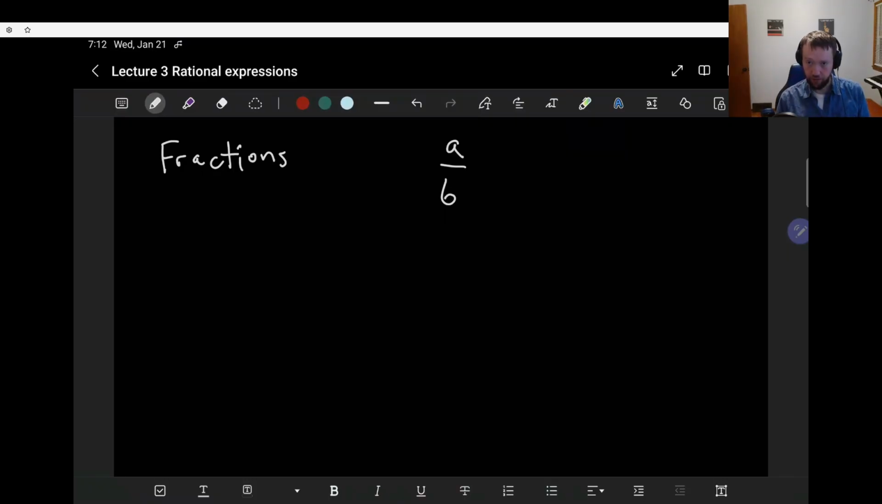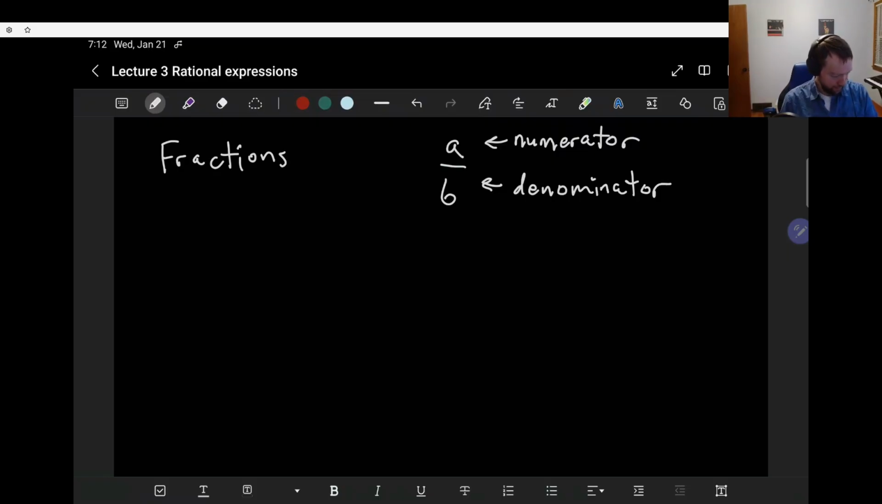So here's a generic fraction. We call the top number the numerator, and the bottom we call the denominator. We'll be using those terms a lot, so get used to it. The first property I want to talk about, we're going to discuss a few properties, the first one is called reduction.